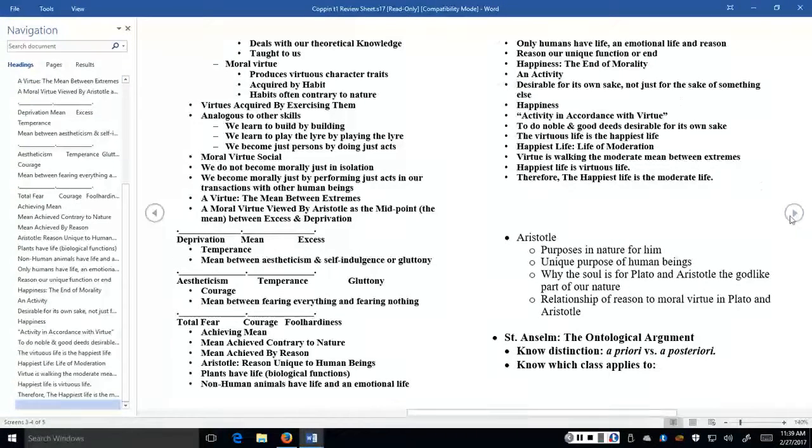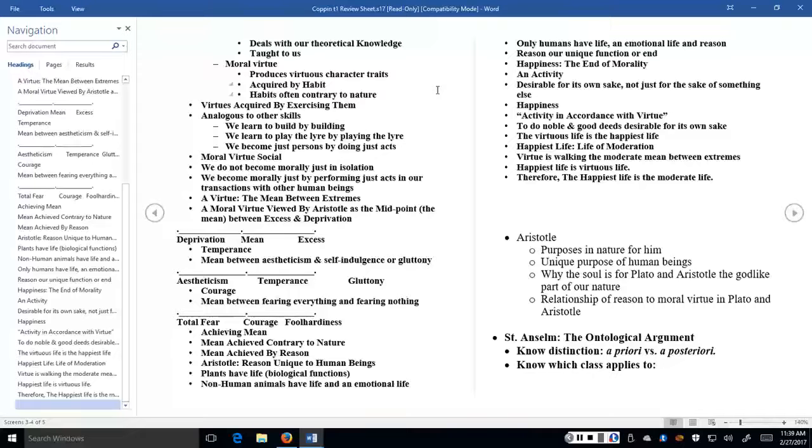What you see here is what you would get from the PowerPoint on Aristotle's Ethics if you printed it out in outline mode.